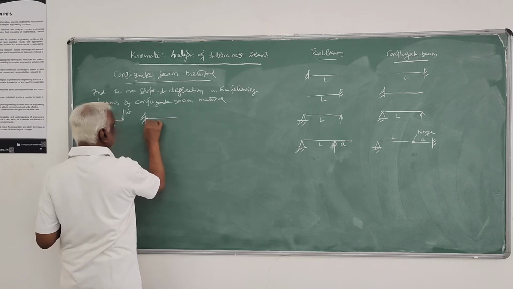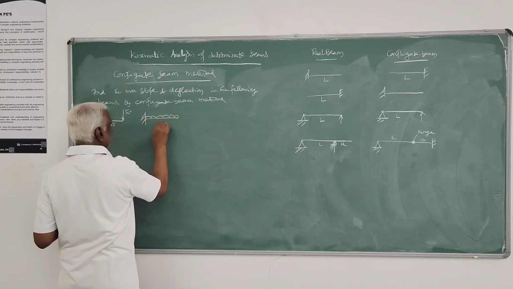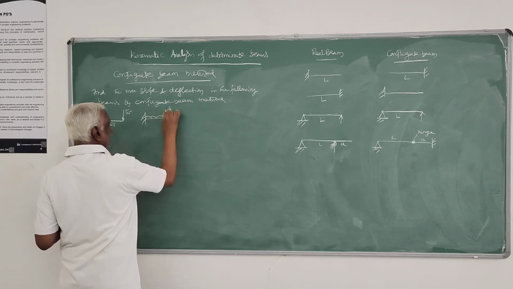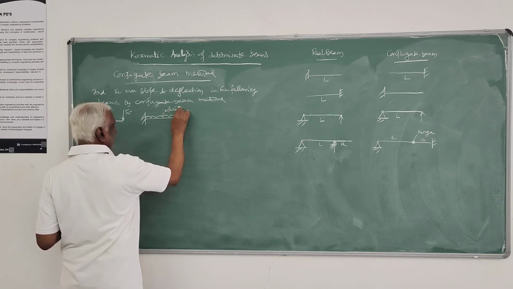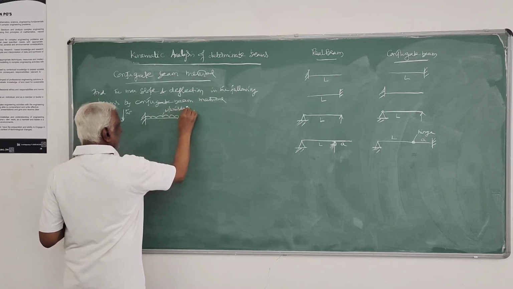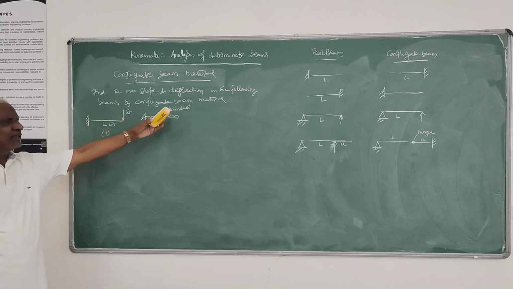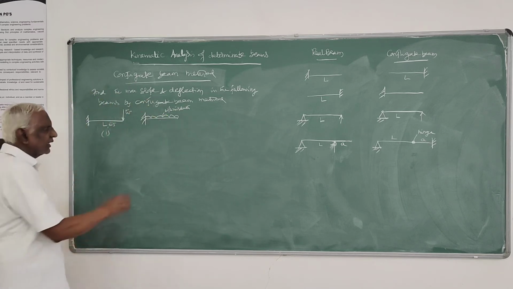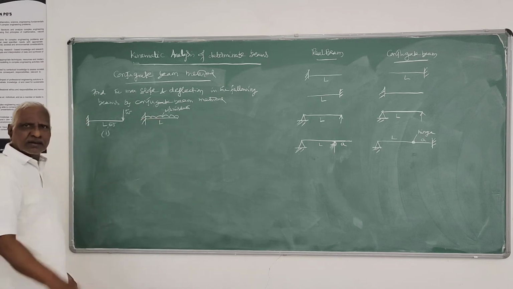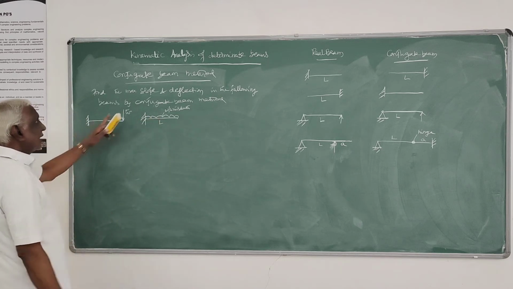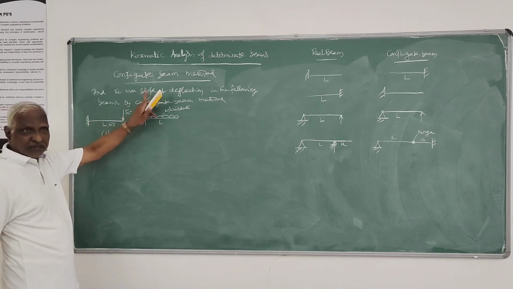Second example, UDL of w per unit length. I will work on general problems. You can take any numerical value here: 50 kilonewtons, 100, whatever value. The span also you can fill in. So I have asked for the maximum slope and deflection.